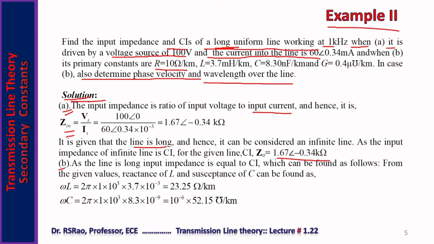We consider part B. Primary constants are given and we are asked to find the input impedance and characteristic impedance. As the line is long, input impedance is equal to characteristic impedance. This is the basic point around which the problem is designed. It can be found as follows. From the given values, reactance of L and susceptance of C can be found: omega L, omega C. L is given, C is given, omega is given because frequency is given. 1 kilohertz is the frequency. So f is given, omega means 2 pi f. Substitution and a little bit of manipulation results in the reactance of L and susceptance of C.